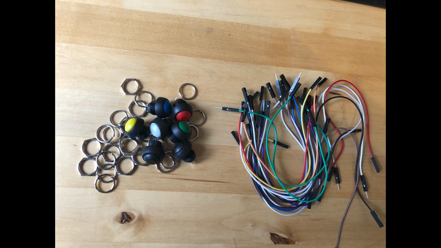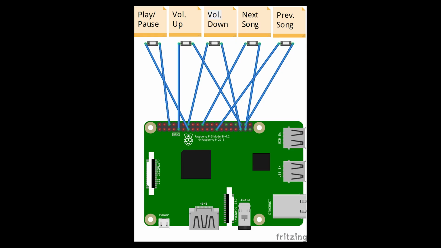Thirdly, you need jumper wire cables to connect the GPIO pins from the Raspberry Pi to the buttons. The wiring of the buttons looks as follows.